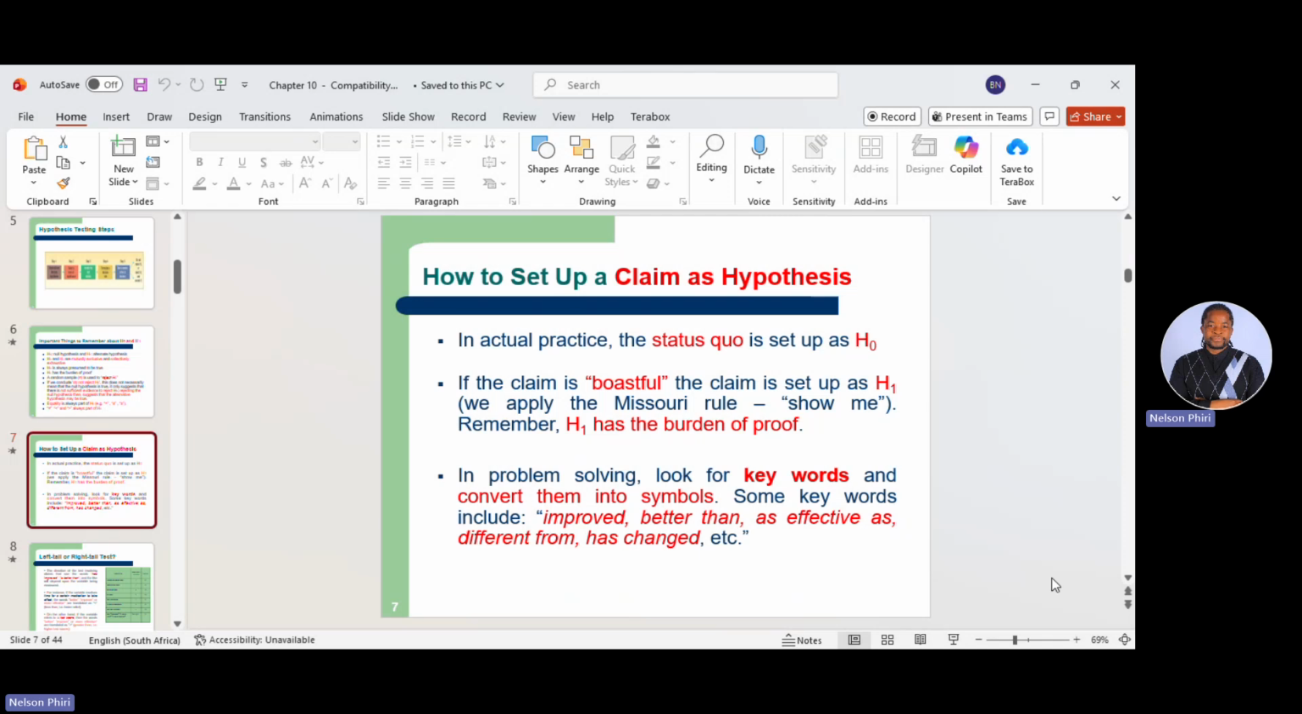So you want to look into keywords to identify whether you're talking about a one-tailed, two-tailed, or right-tailed or upper-tailed, as we looked at before. See things such as improved, better than, effective, or has changed, etc. Those determine whether it is a one-tailed test, two-tailed test, or right or left, that terminology. So you have to pay attention to keywords such as improved, better than, or different from, or has changed.